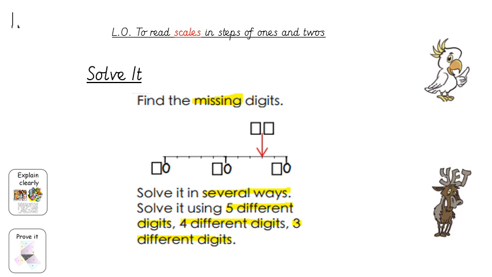So the first one, you're going to use 5 different digits. The second time you do it, you're going to use 4 different digits. Because there's 5, you can use 2 the same. And the third time, you're going to use 3 different digits. So obviously this time you can use more of the same. So when you do a solve it, you need to do it quite a few times. You can't just do it once.